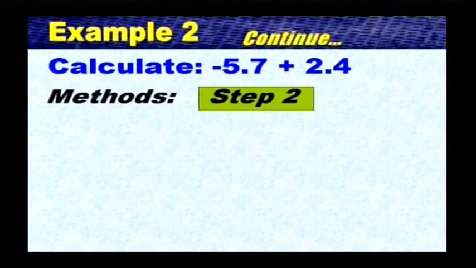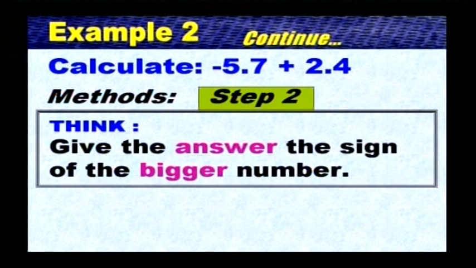It is continued from the previous step number 1. After you subtract the smaller number from the bigger number, the next step is you give the answer the sign of the bigger number. Now what is the bigger number? 5.7 is the bigger number. What is the sign of the bigger number? Negative or positive?